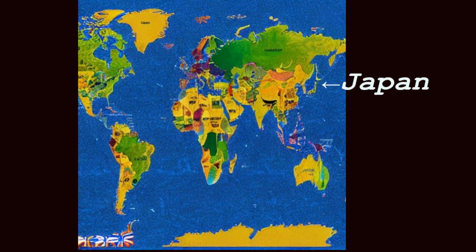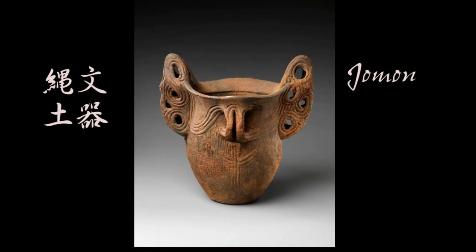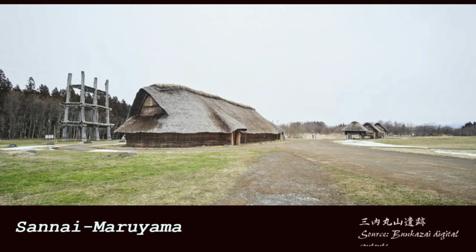Japan entered the Jomon period, characterized by the use of earthenware and bow and arrow. People continued their hunter-gatherer lifestyle and formed settlements. The Sanai Maruyama site in present-day Aomori Prefecture dates from this period. Around the 8th century BC, some people from China and Korea came to Japan and brought with them their technology and culture. For example, they brought with them wet rice cultivation technology.